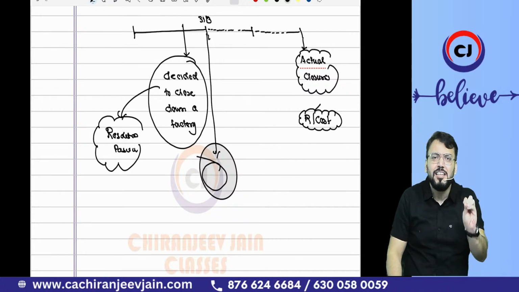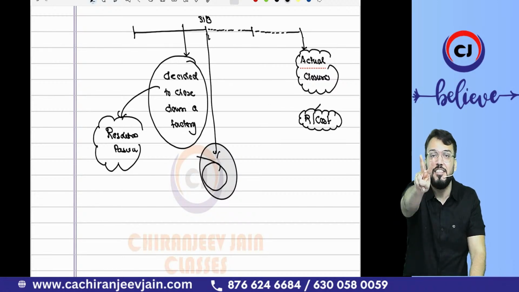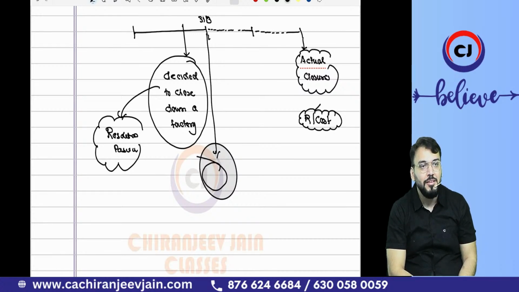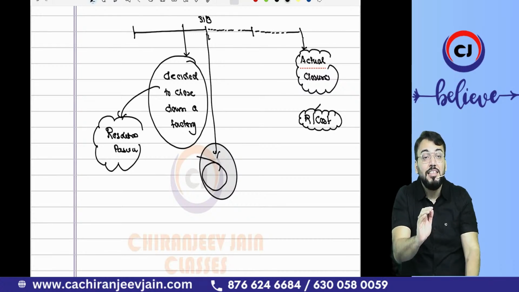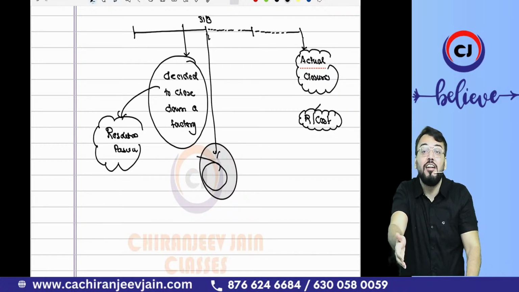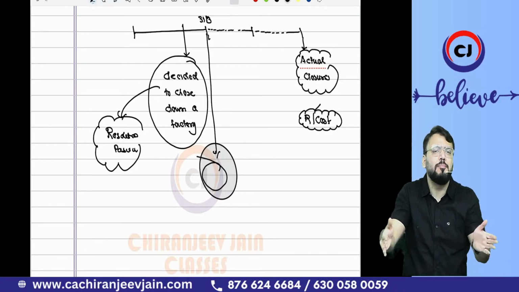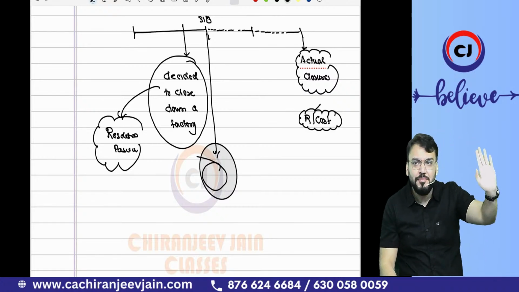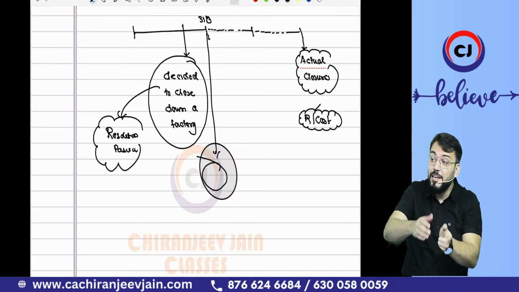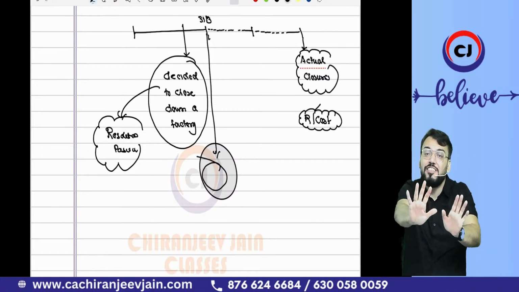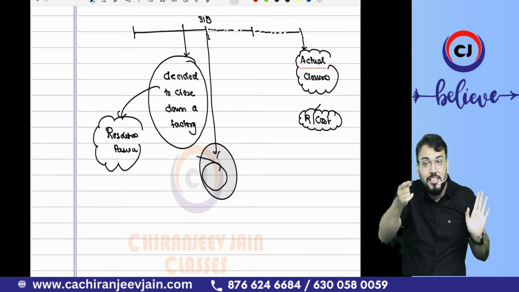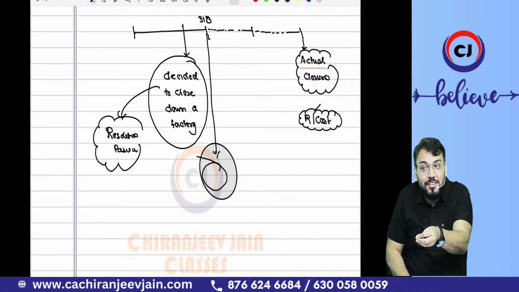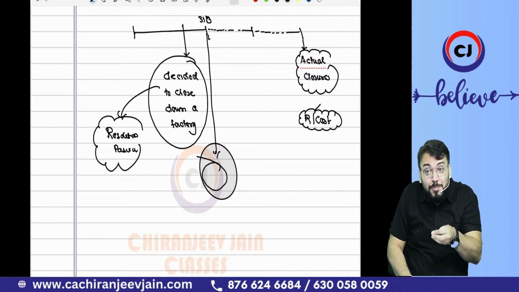Ind AS 37 says that if two conditions are satisfied, there is a constructive obligation, meaning there is a commitment. First condition: the entity has made a detailed formal plan for such restructuring. But when will we make a detailed plan? When we are committed, only then will we make a detailed plan. Second condition: the entity has started to implement such plan.